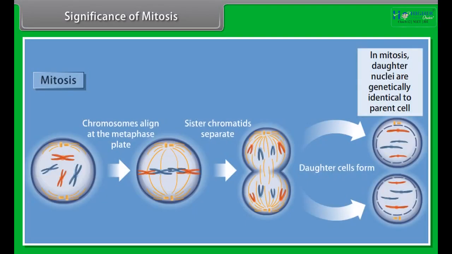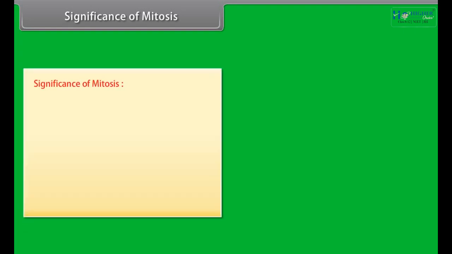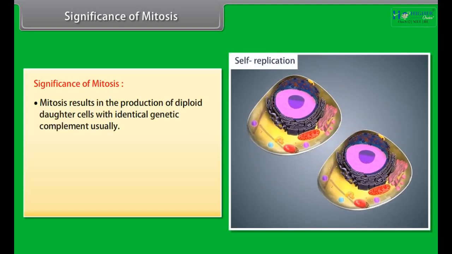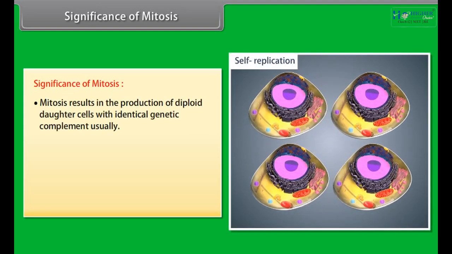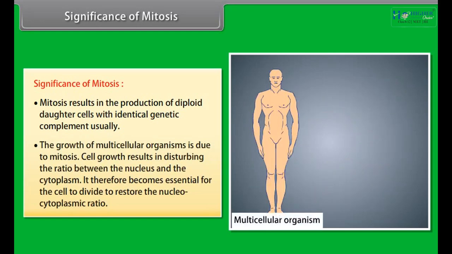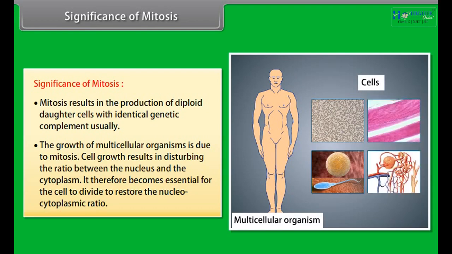Till now we have learnt about various stages of mitosis. Now let us see what is the significance of mitosis. Mitosis results in the production of diploid daughter cells with identical genetic complement usually. The growth of multicellular organisms is due to mitosis. Cell growth results in disturbing the ratio between the nucleus and the cytoplasm. It therefore becomes essential for the cell to divide to restore the nucleocytoplasmic ratio.